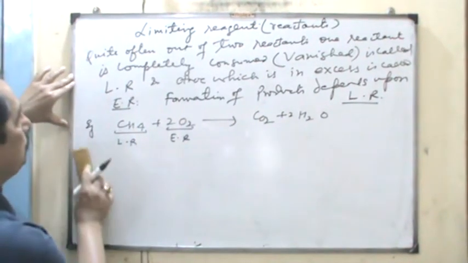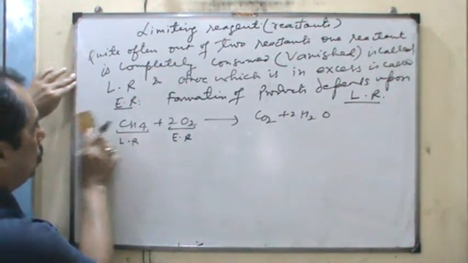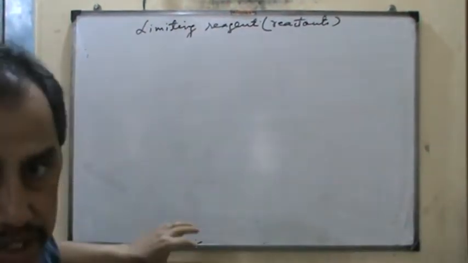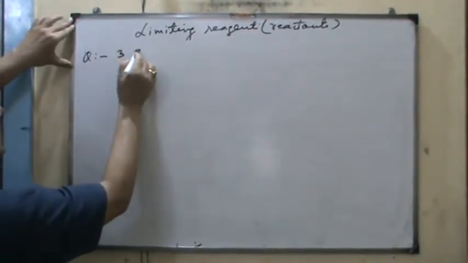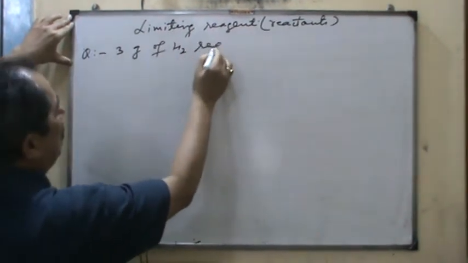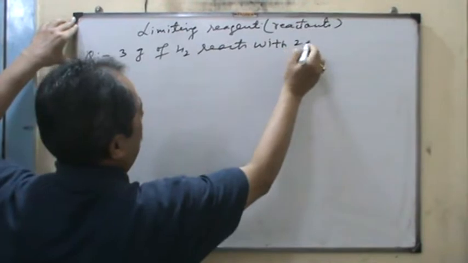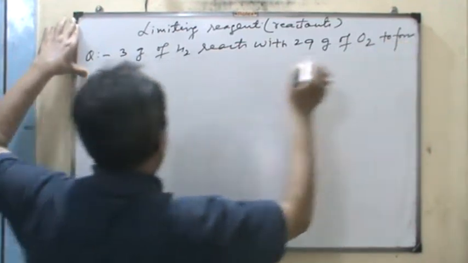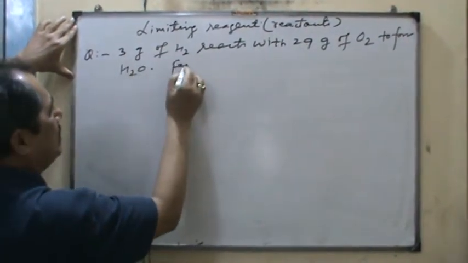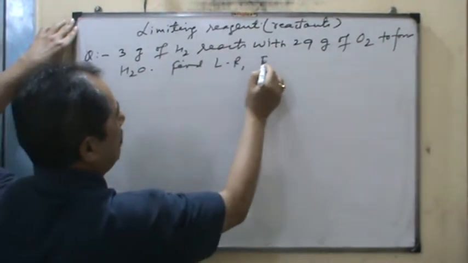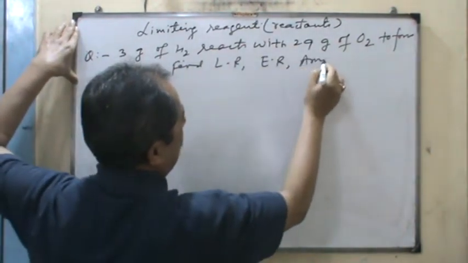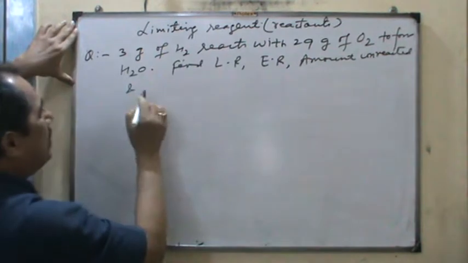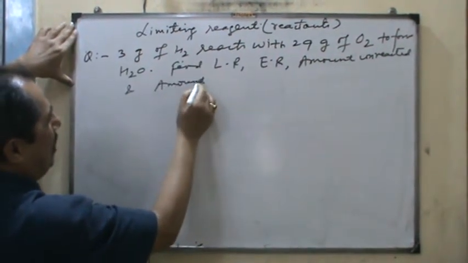I give you one numerical on how to find the limiting reagent. Write down the question and solve it. 3 gram of hydrogen reacts with 29 gram of O2 to form water. Find the limiting reagent, excess reagent, amount unreacted, and amount of water.